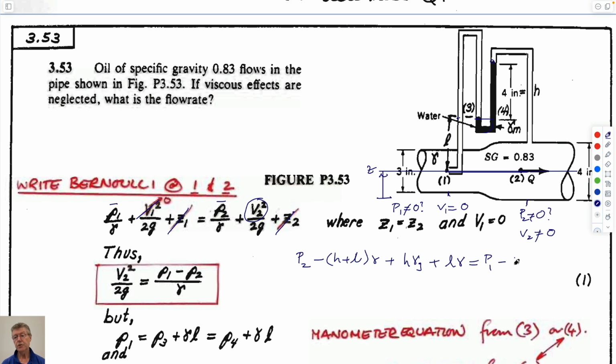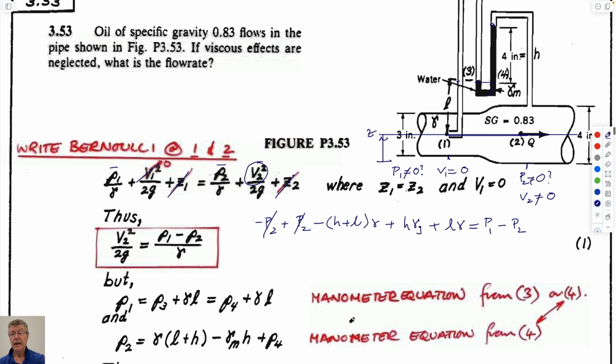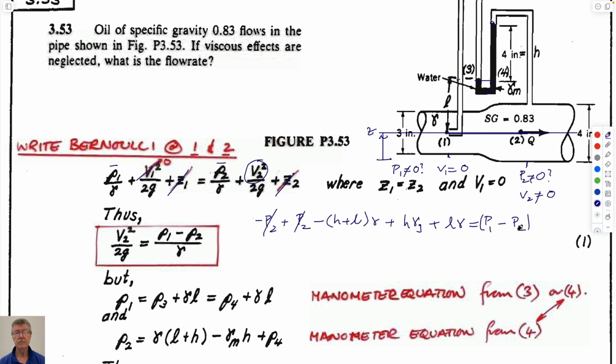We can subtract P2 off both sides. And so this is the expression we have. Some of these terms we get rid of. I guess we only have one term with the gauge fluid in it. We have this term here, which I think will cancel out with this because of the negative. And we have minus Hγ plus HγG equals P1 minus P2.